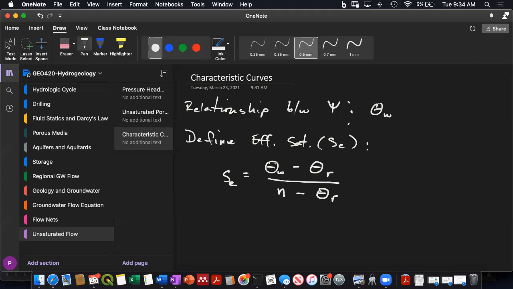So if I go out and I measure this and it's equal to the residual water content, what's the value of effective saturation? 0, right? If I'm fully saturated, what is the value of effective saturation? If I'm fully saturated, what is the value of my volumetric water content? N. So at that point, SE is 1. All right. So SE varies between 0 and 1. It's 0 when I'm at my residual water content. It's 1 when I'm fully saturated.